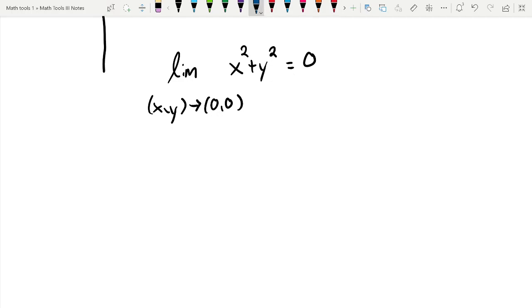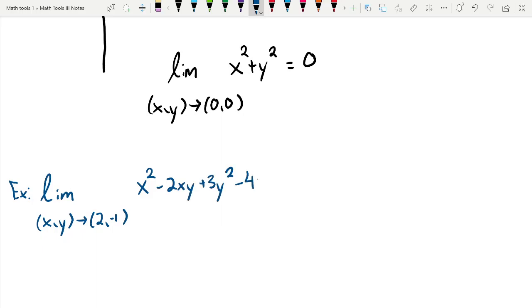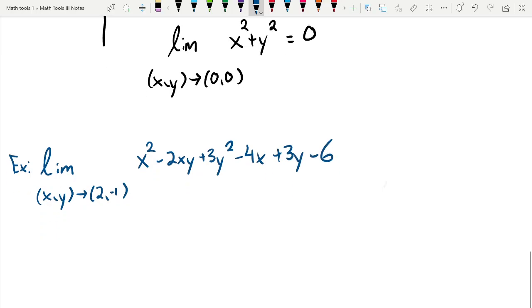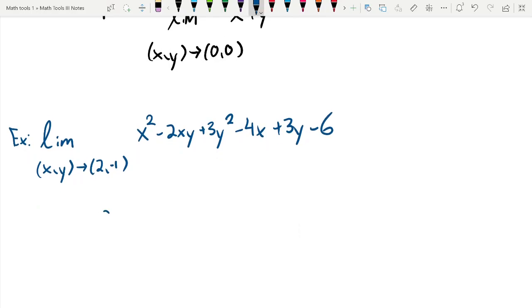So if we go through some examples here of some well-behaved functions where we can just use direct substitution. So let's say we want the limit as xy approaches 2, negative 1 of x squared minus 2xy plus 3y squared minus 4x plus 3y minus 6. Okay, so quite a large function here, but it is a polynomial, so we expect it to be well behaved. When I say well behaved, I mean it's continuous. It doesn't have any weird corners or anything like that where things can go wrong.